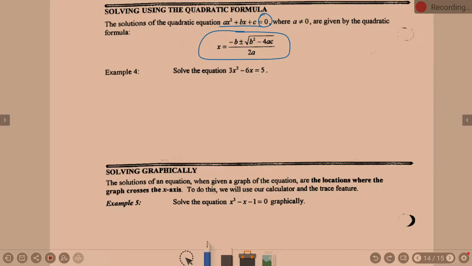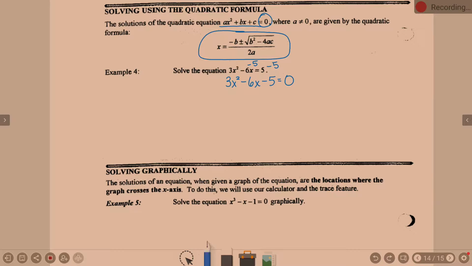Okay, let's practice. Should be old news, but let's practice. What's step 1? Make it equal to 0. Right now it's not equal to 0, is it? So how am I going to make it equal to 0? Subtract 5 over. So 3x squared minus 6x minus 5 equals 0.